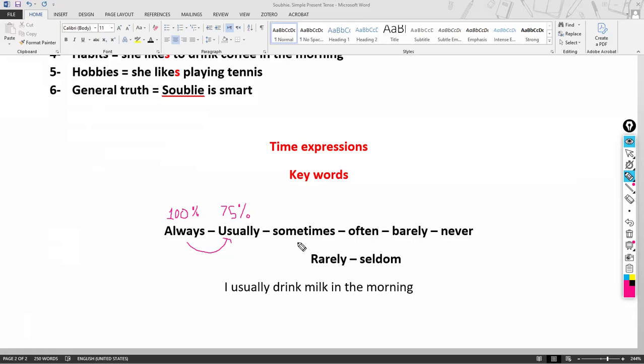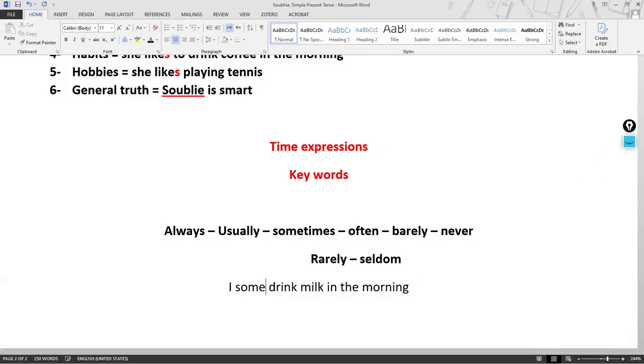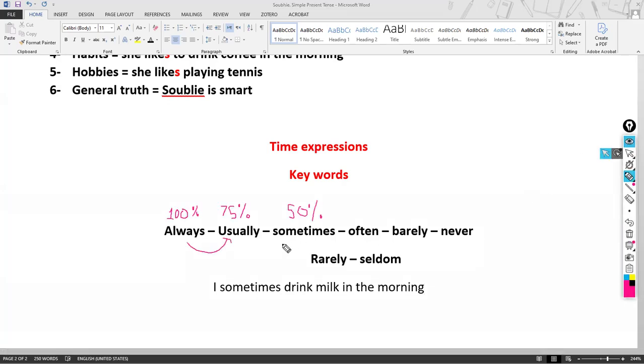Now, sometimes is 50%. That is amazing. So if you want to say, Subhi, I sometimes visit my brother, or I sometimes drink milk in the morning, so not every day, maybe 3 times a week, or maybe 4 times a week maximum.